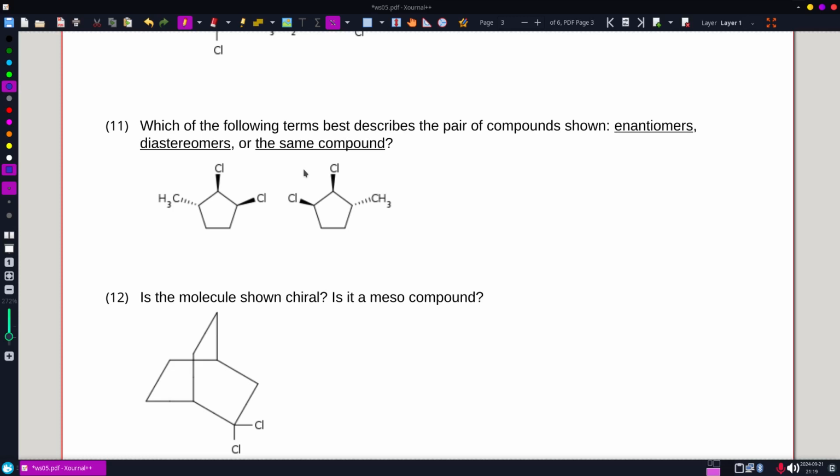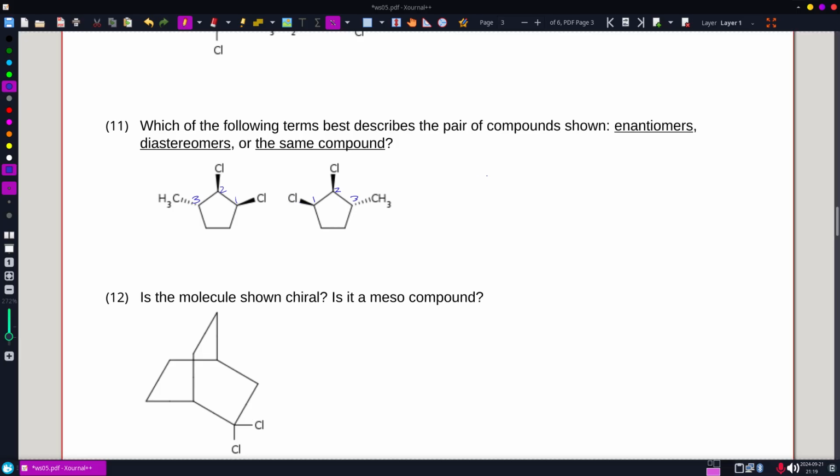Alright, we're looking at these two rings, and we wanted to discover what their relationship is: enantiomers, diastereomers, or the same compound. I'm going to do this by first just coming up with their names to see if they are similar enough, and the only thing different is their rotations. Both of these would be numbered 1, 2, 3, and chloro would be alphabetically before methyl on both.